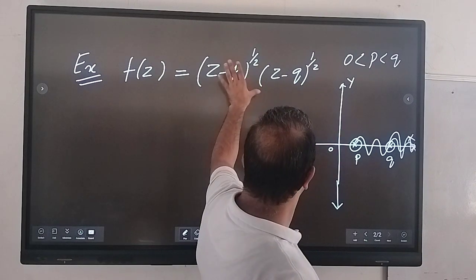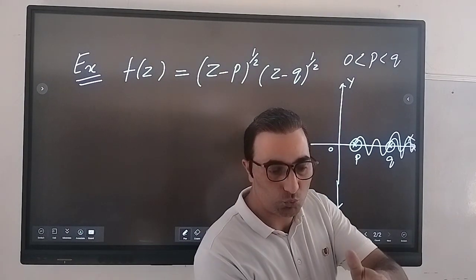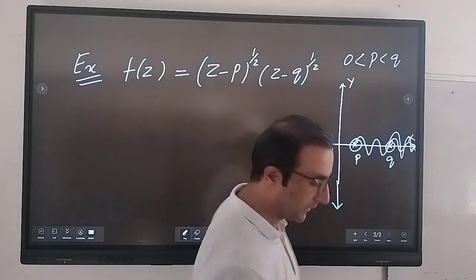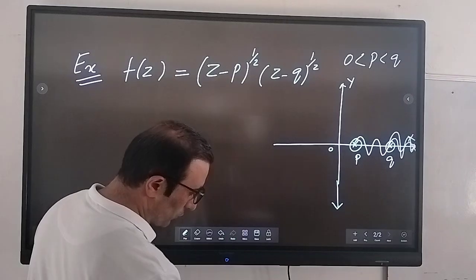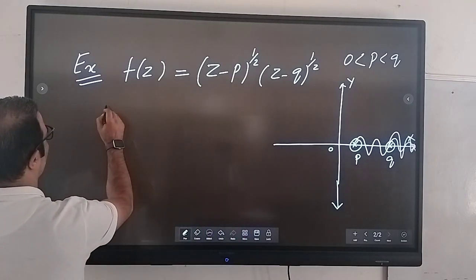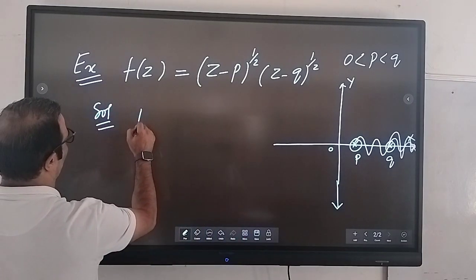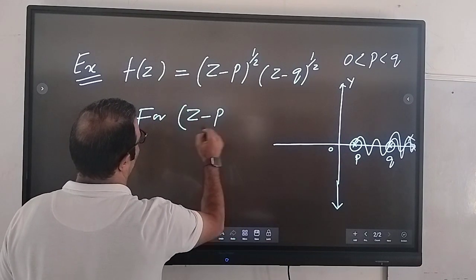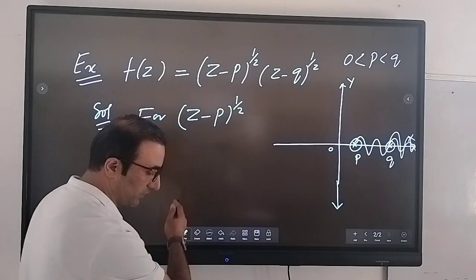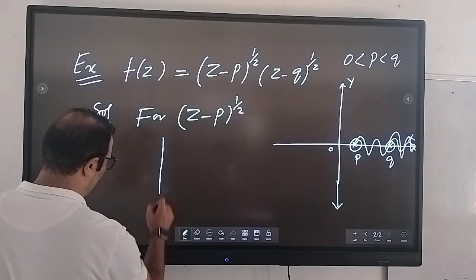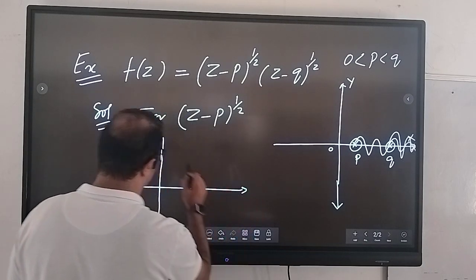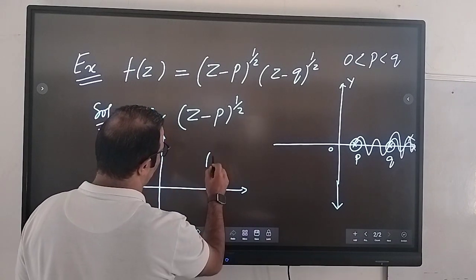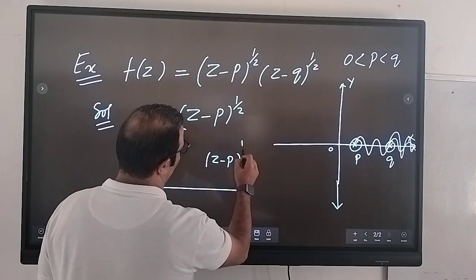For these two functions we have two Riemann surfaces for the first function, and similarly two Riemann surfaces for the second function. So let me first write for this function, z minus p raised to the power 1 by 2. Let's start with this function. I can draw it like this, and this is our function, z minus p raised to the power 1 by 2.